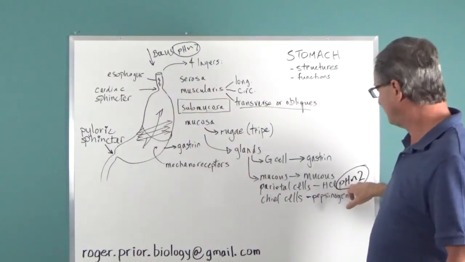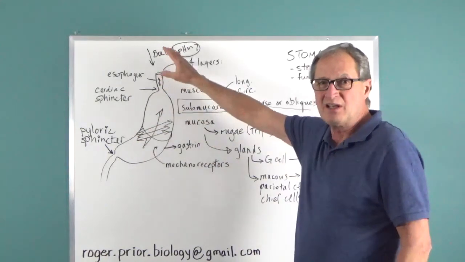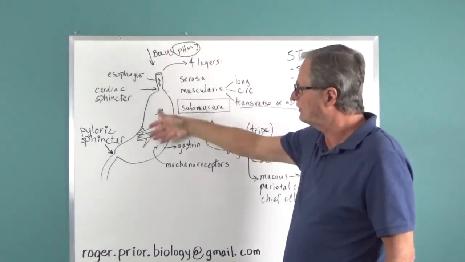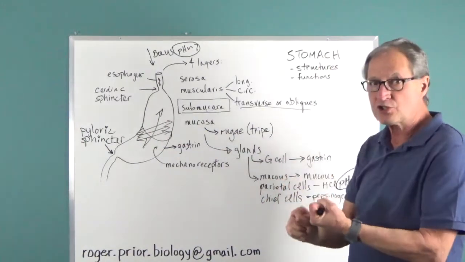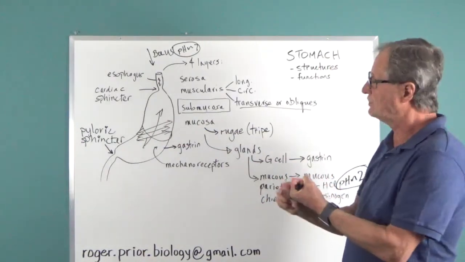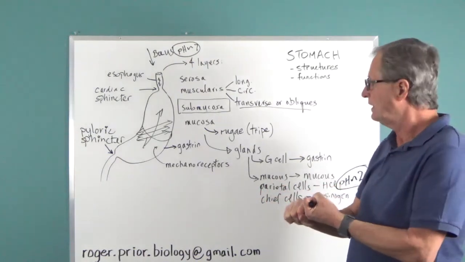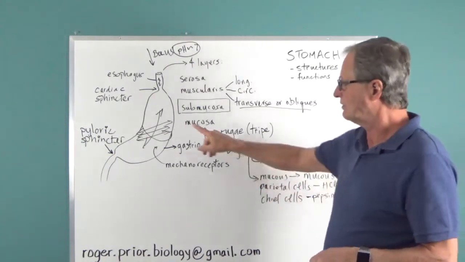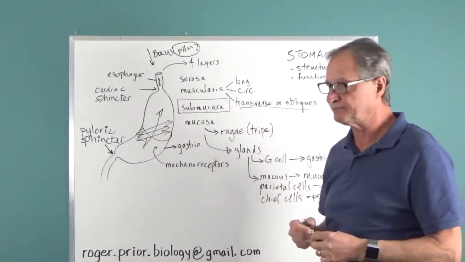Another thing that the pH does is it kills any bacteria that may be in your food, or any microcritters that could be in the food that you've swallowed. So the hydrochloric acid denatures the protein, it stops the activity of salivary amylase, it kills anything that could be in your food, and it starts the digestive action of the stomach itself.